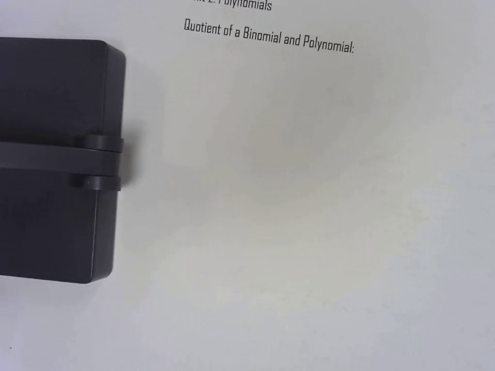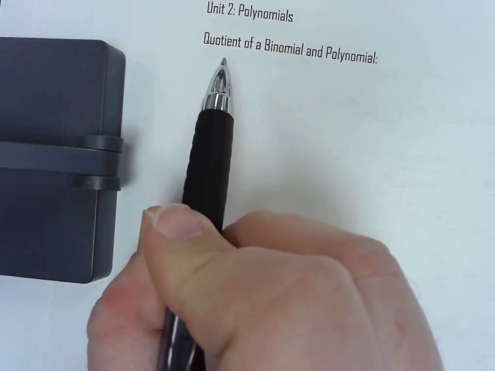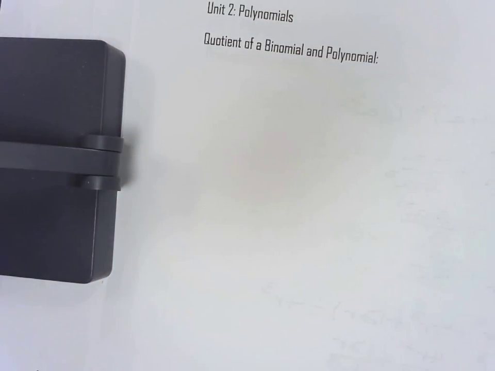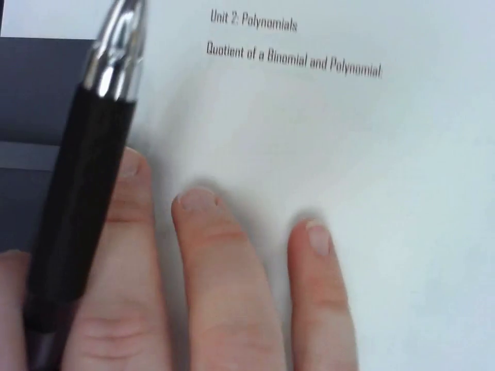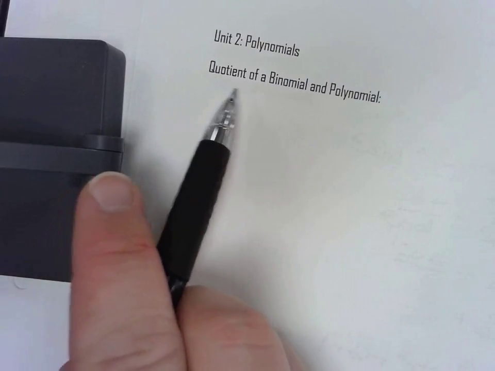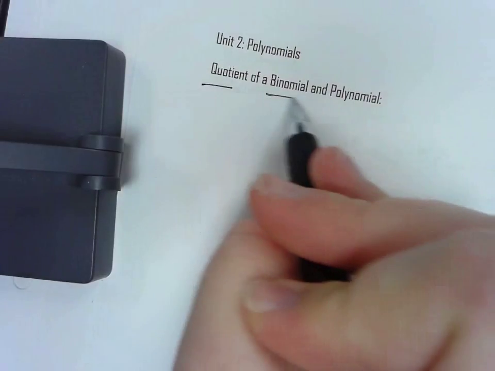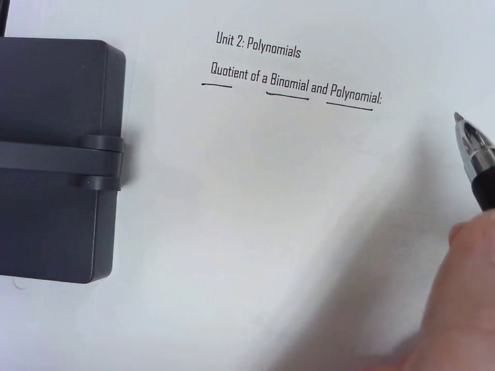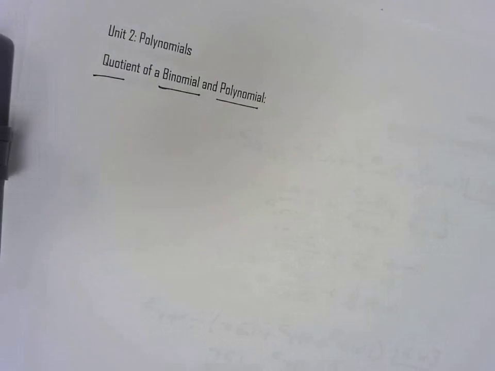Okay, let's look at the next one. This will be the last one we do in Unit 2. We're not going to do adapting and using formulas on page 45, so you can cross those out. Okay, Unit 2, quotient of a binomial and polynomial. Quotient is division, binomial is 2 terms, polynomial however many terms. So instead of dividing by a monomial, we are dividing by 2 terms, a binomial.